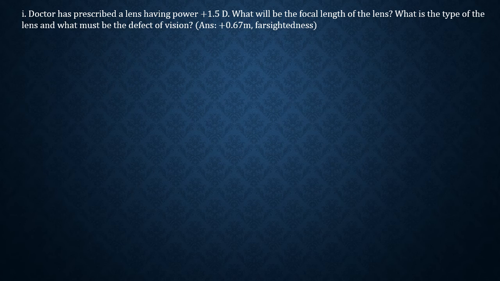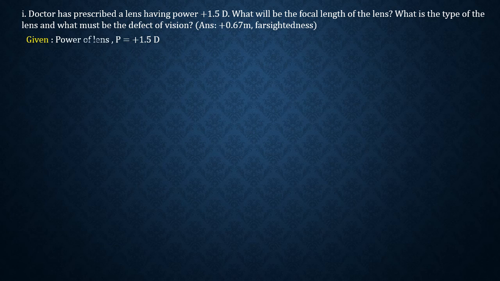Even before solving, your answer has to be ready. Which type of lens is this? What do you think, which type of lens it will be? Its power is positive, which means it is going to be a convex lens, because the focal length of the convex lens is positive, and therefore the power is positive. As power is positive, it's a convex lens. Let's see how we are going to do it.